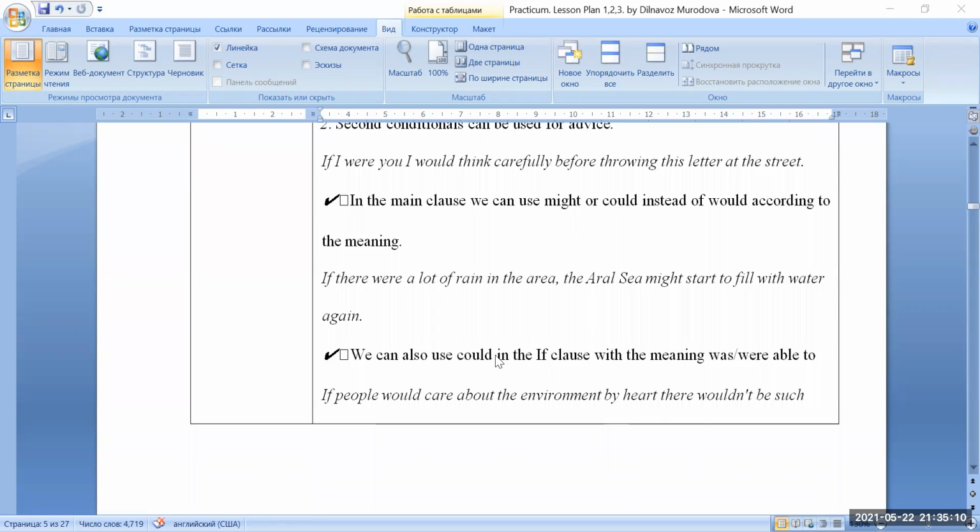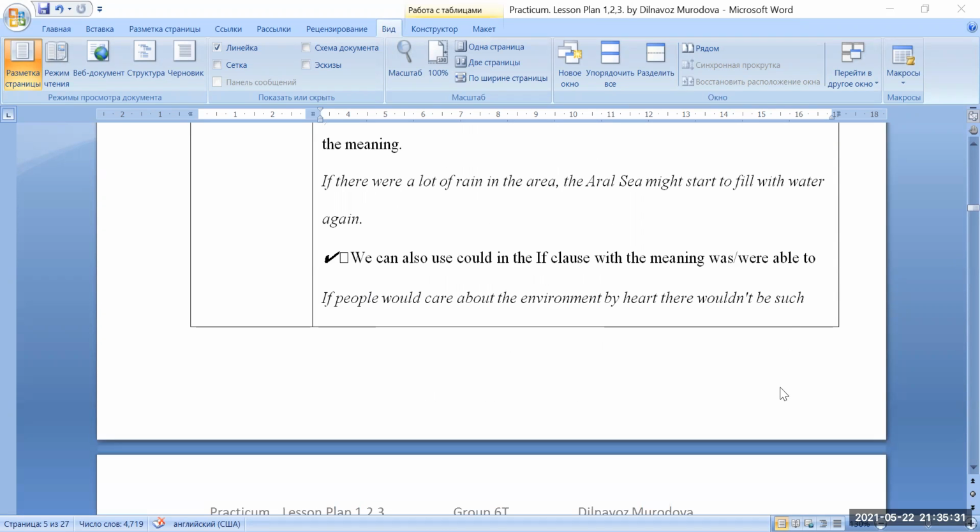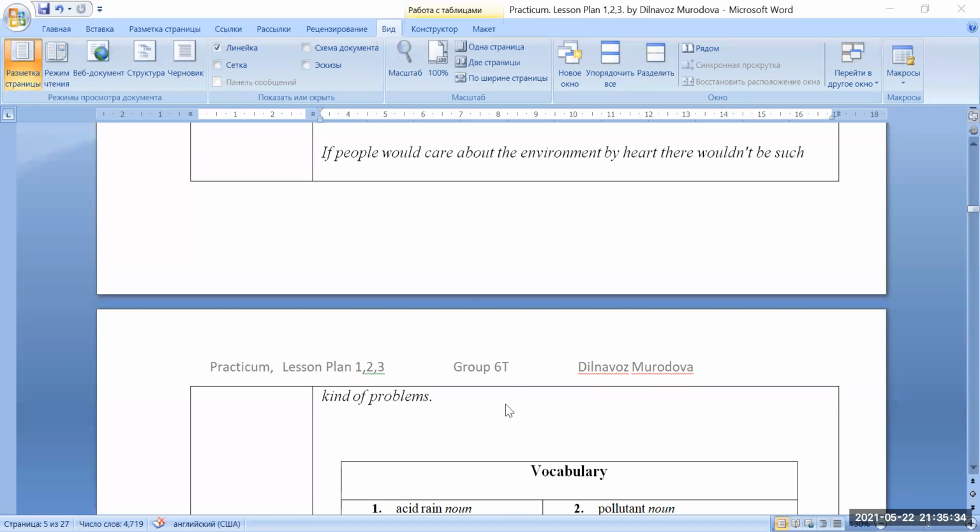And we can also use could in the if clause. Generally, we don't use modals or would in the if clause, but if we use could in the if clause, in that case it means was able to, not would be able to. For example, if people would care about the environment by heart, there would not be such kind of problems.